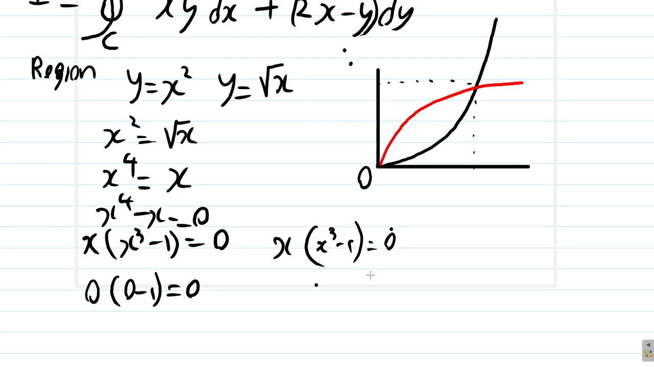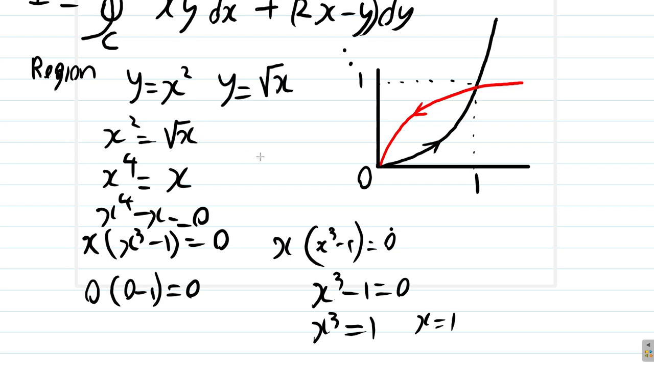All right, so where were we now? We were saying that if we make x cubed minus 1 equals 0, then x cubed is equal to 1. So in that case, 1 cubed is 1, so x equals 1. So both of them are equal where x is 0 and x equals 1. All right? Now, you can see this is 1, 1. So basically, we're integrating what I call x squared along here, and then what I call the square root of x back to here. All right?